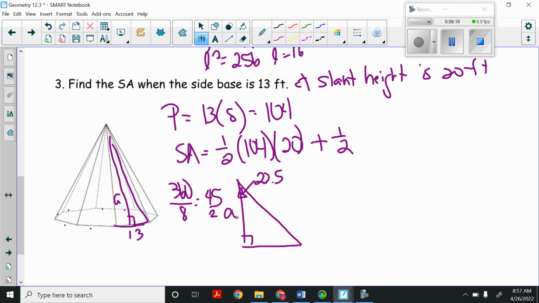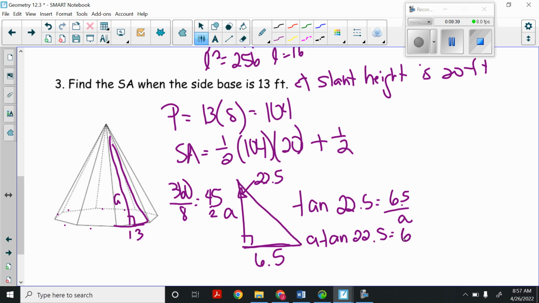I'm looking for my apothem. I know that this started out being 13. I cut that in half, and this is 6.5. So now I have the tangent. So the tangent of 22.5 is equal to my opposite, 6.5, over my apothem. Cross multiply. I end up having to divide by the tangent of 22.5 to find my apothem, and remember here, this is where we're going to round to 4 decimal places. So I get that my apothem is 15.6924.